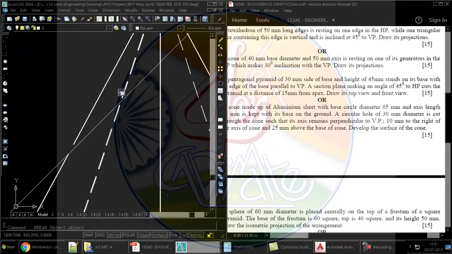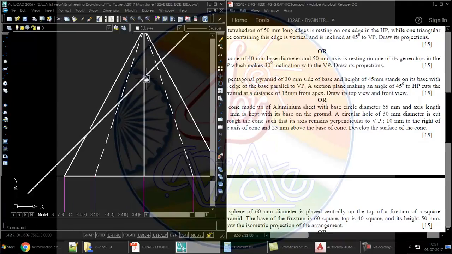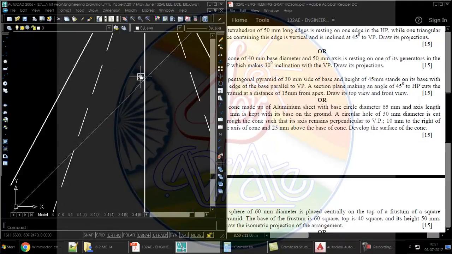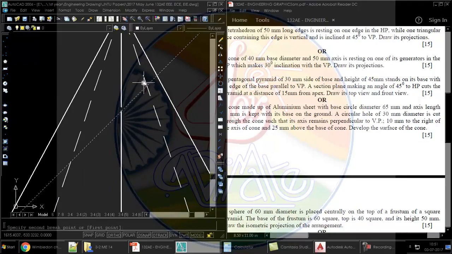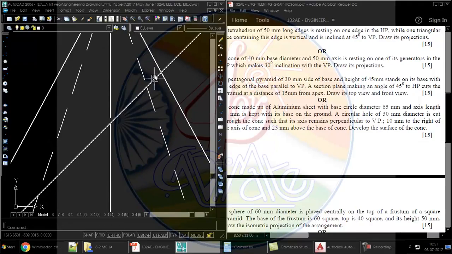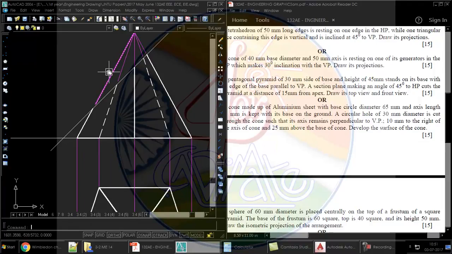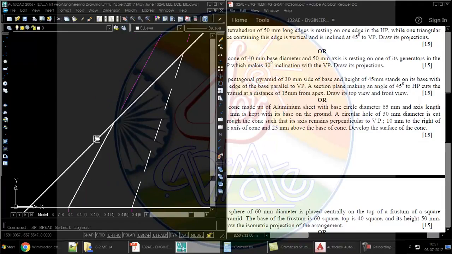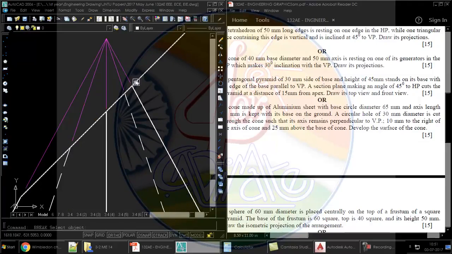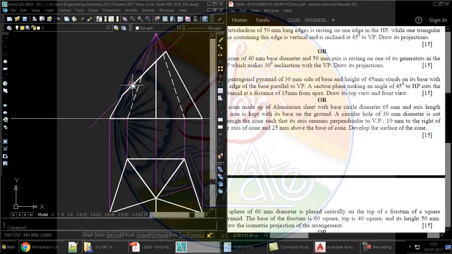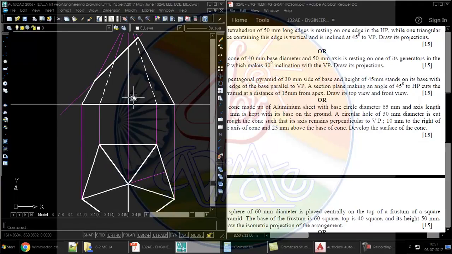So above this line, whatever it is goes away. Okay, so the upper part goes away. Fine. This is the part we need. Okay, this is the section plane and this is cutting it.